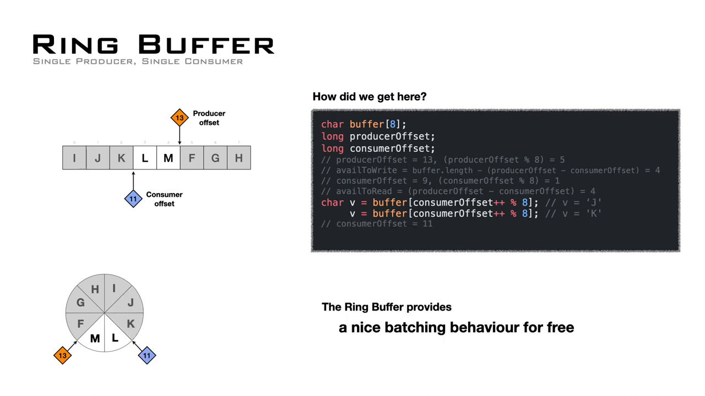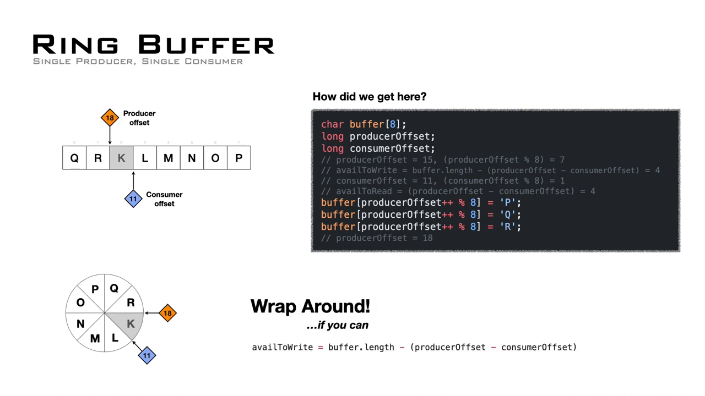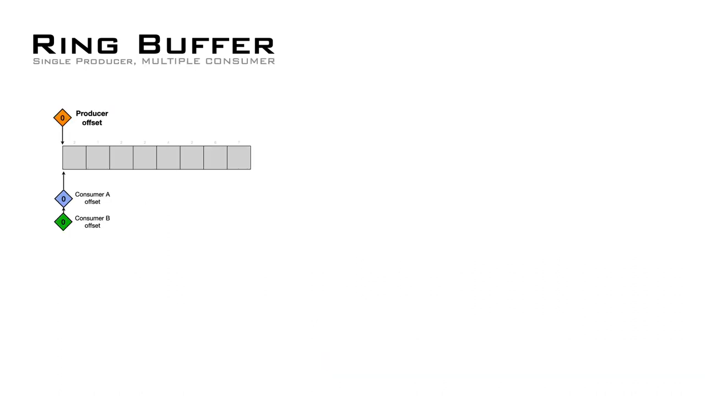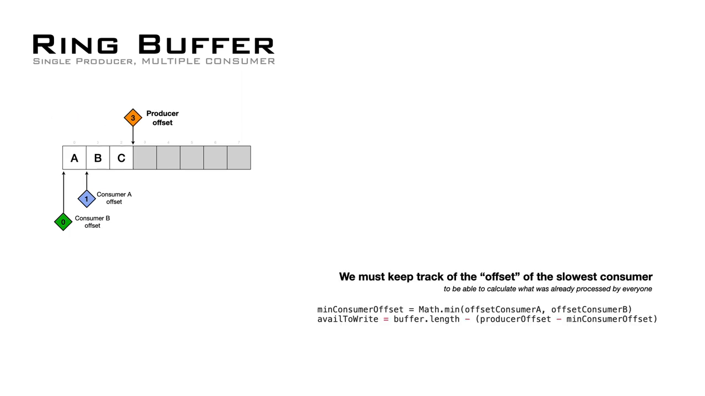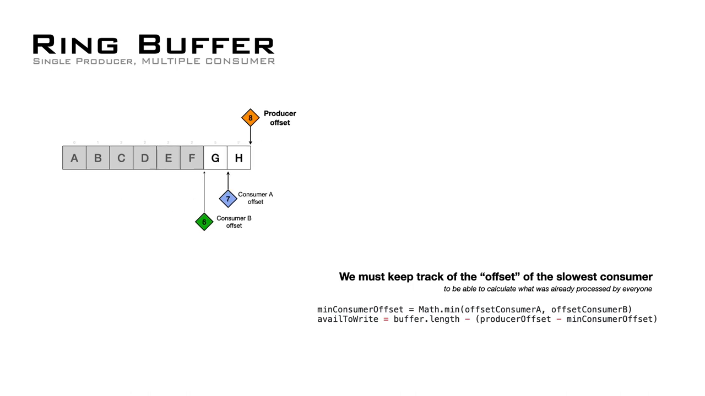As you may have noticed, the consumer does not have to process one event at a time, but it can read, in a single shot, up to the last produced event, which means that the ring buffer provides us a nice batching behavior for free. And this is true for the producer too. Now, imagine that you have multiple consumers interested in the events being published. Every consumer will have its own sequence number, and they can operate at different speeds. We must keep track of the sequence number of the slowest consumer to be able to calculate what was already processed by everyone, and let the producer override those events.